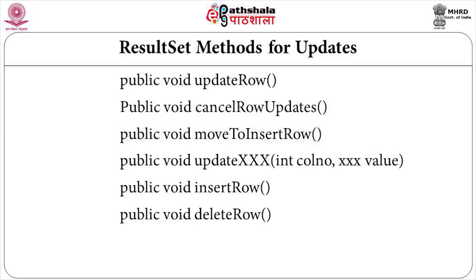Once you are finished with insertions, you need to use a method called move to current row. So move to current row is like switching back from the insert mode to the normal mode. Move to insert row is like moving into an insert mode, opening up a blank buffer, and move to current row is like coming back into the normal mode. So this is how you actually make updates in a result set.